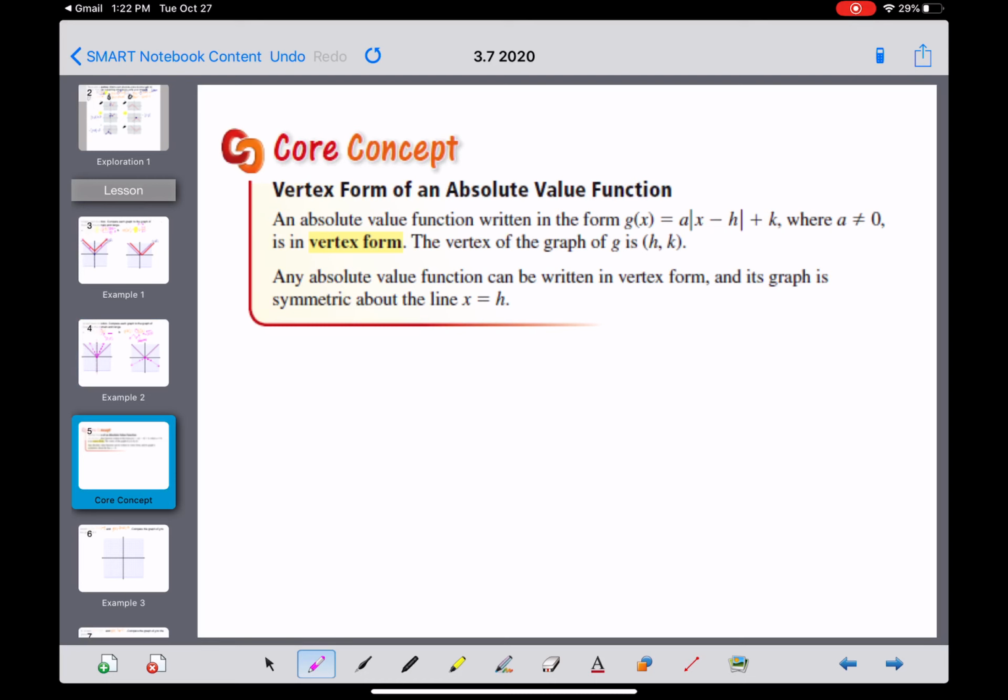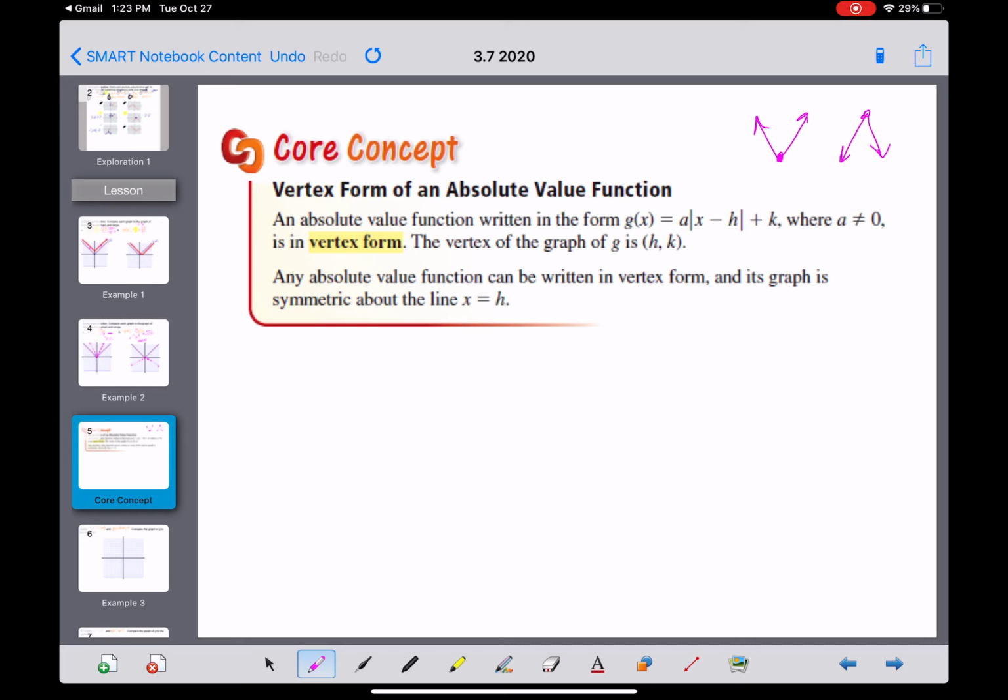When we go to graph this by hand, we're going to refer to vertex form for our absolute value. The vertex is either the top of the V, if it is upside down and reflecting, or the bottom of the V. So it is the point where there is a change of direction.